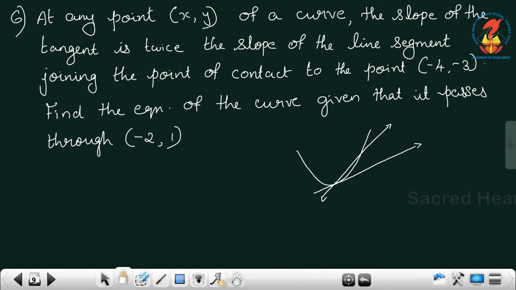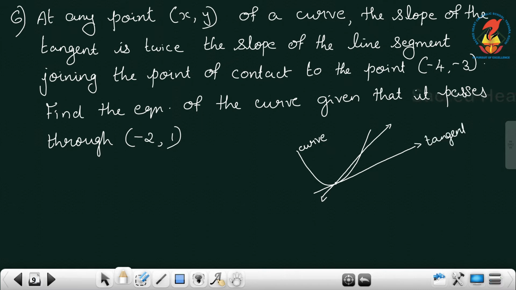The next one. At any point (x, y) of a curve, the slope of the tangent is twice the slope of the line segment joining the point of contact to the point (minus 4, minus 3). Find the equation of the curve given that it passes through (minus 2, 1). So we have to find the equation of the curve. Look at this figure. This is the curve, its equation we have to find, and this is the tangent.